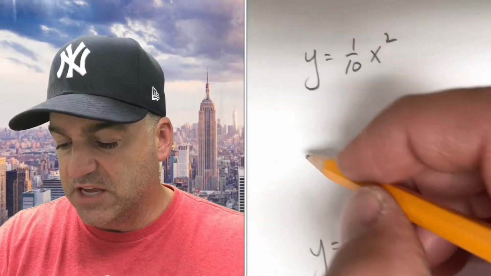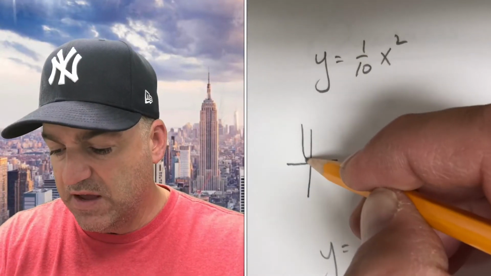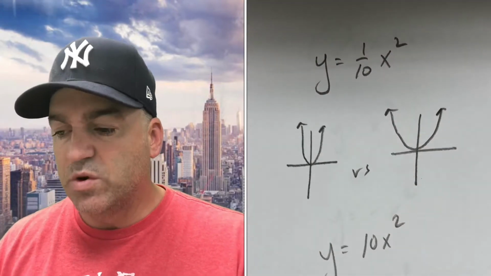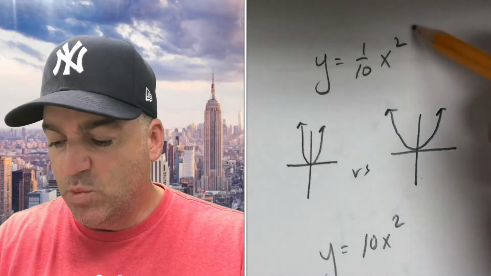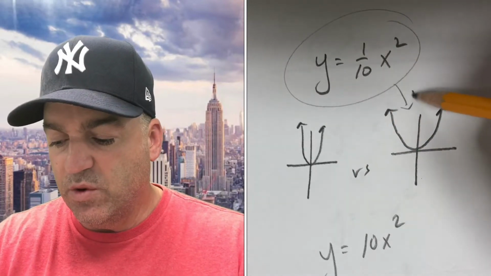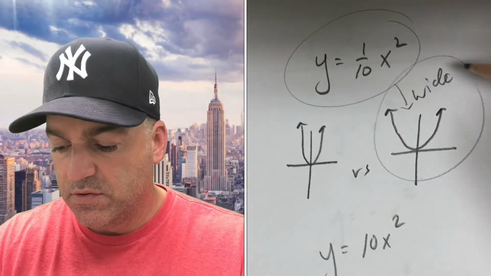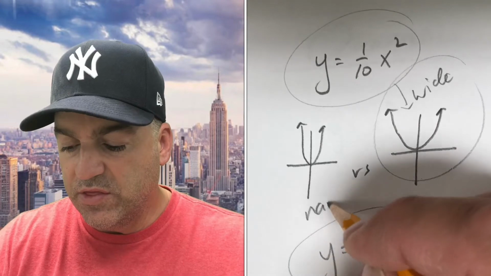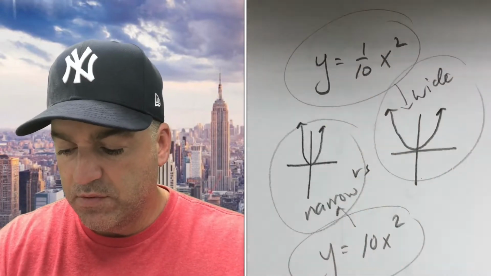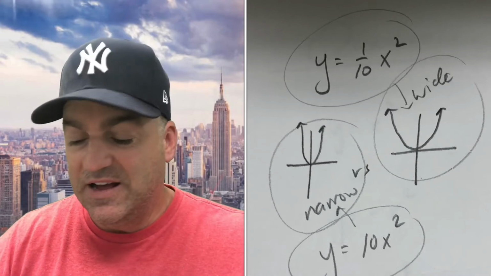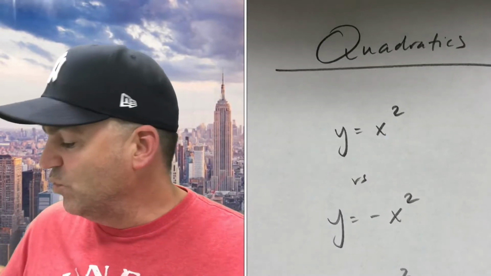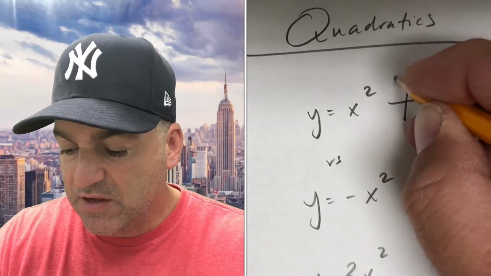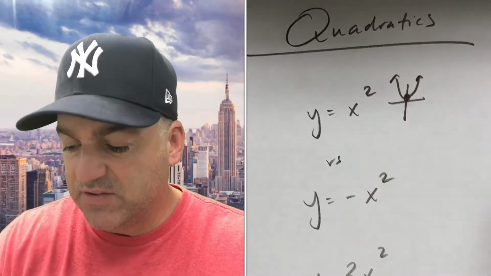So if I was to give you two, let's do this. So if I have this function and this function, which one goes with which one, right? The 1/10 goes with the wide curve, and the 10, the whole number, goes with the narrow curve. So that's just kind of a little starter on it. Let's do one more thing to start. Quadratics are, again, parabolas. So there's my parabola right there crossing at 0, 0.